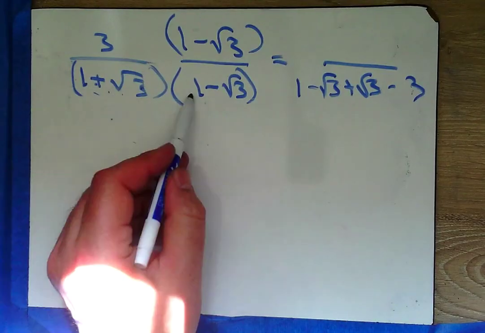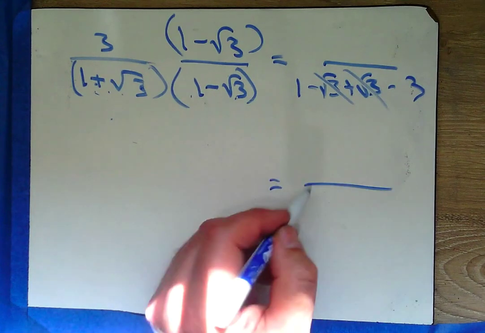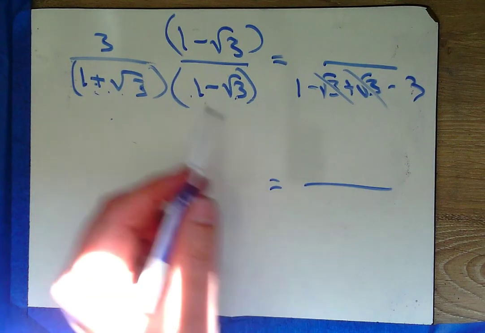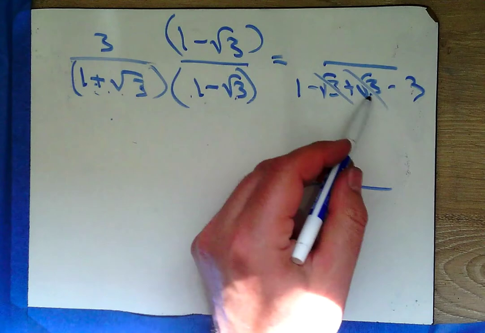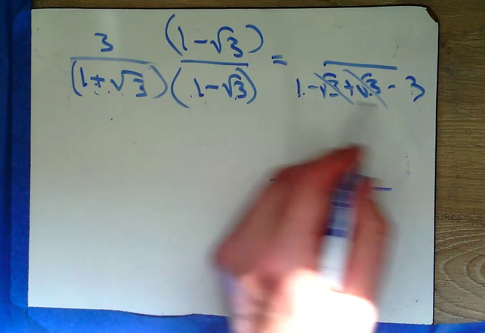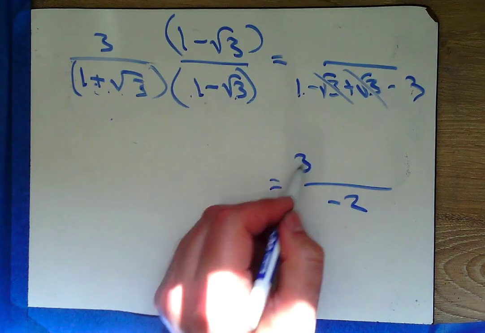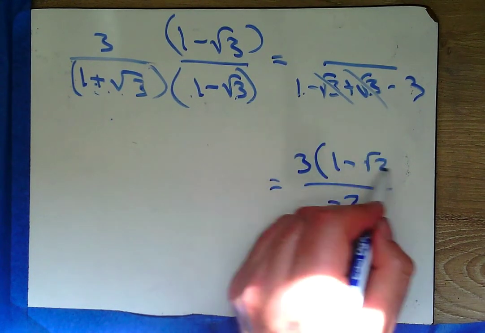Well, I have a plus root 3 and a minus root 3, and they cancel. And that's what gets rid of my radical, creating a difference of squares so that the middle term goes away. On the bottom, then, I just have 1 minus 3, which is negative 2. On top, I've got 3, 1 minus root 2.